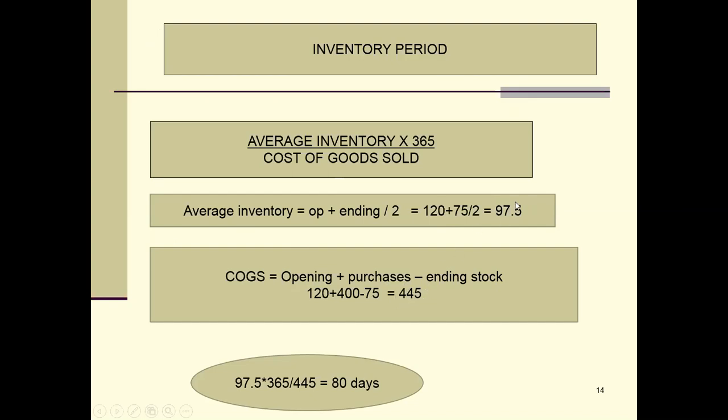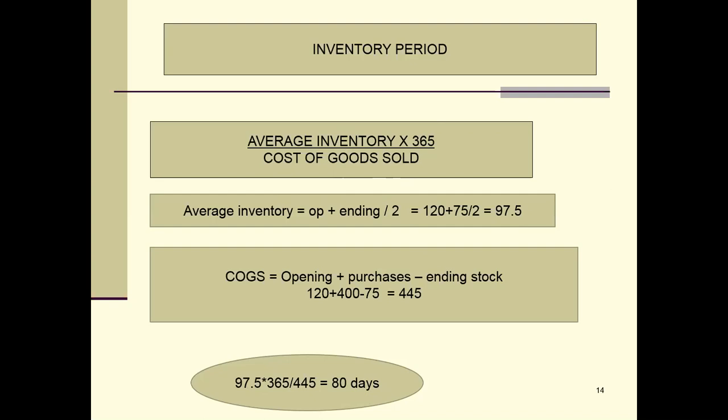Now if I put all this data into this formula, the formula is demanding me to take average inventory, that is 97.5, multiply by 365 and divide by cost of goods sold, which is equal to 445. It means that inventory days are coming 80. 80 days means you are taking 80 days to sell your stock. I hope that now you can calculate inventory period without any confusion.